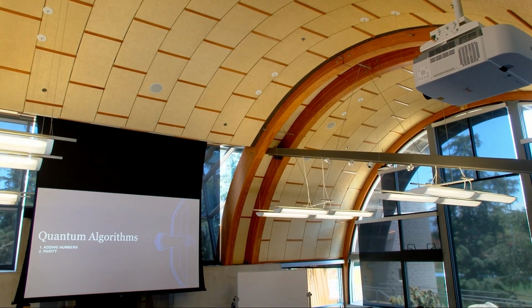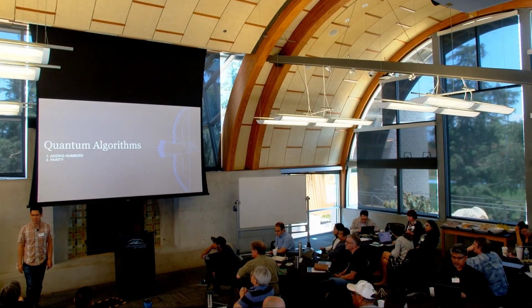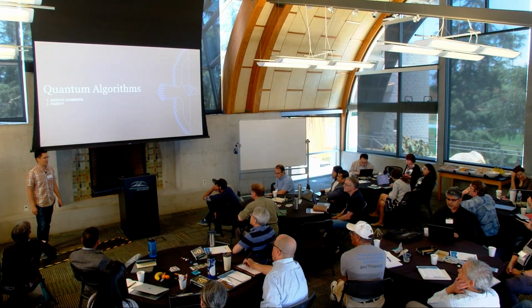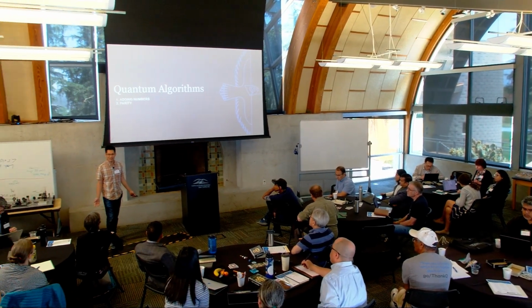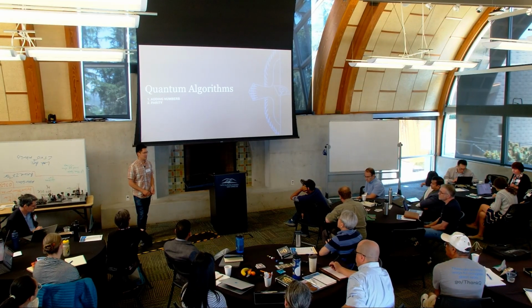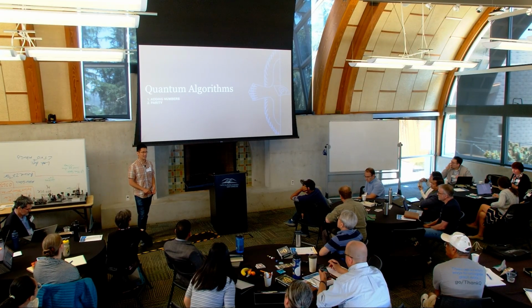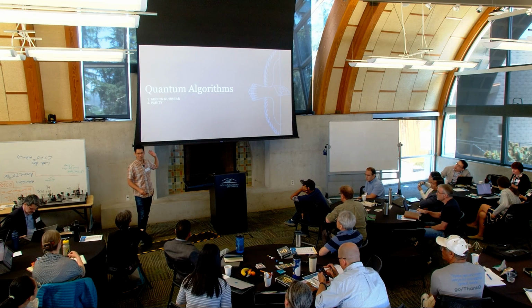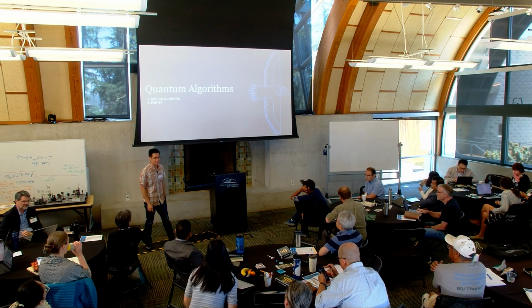So we're going to be looking at a couple of different quantum algorithms. The first one is how do you add numbers with a quantum computer? And the second one will be a way to calculate parity. And this is different from the parity stuff we were just talking about before. You'll see when we get there.